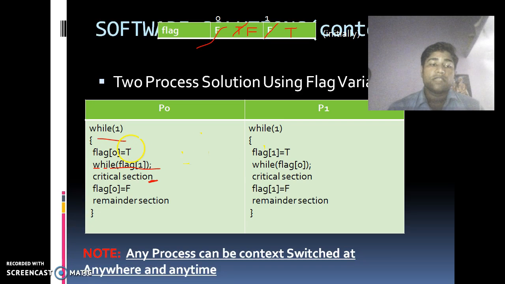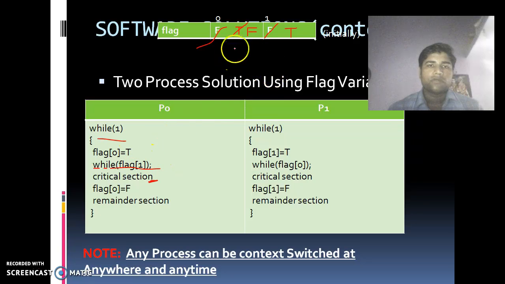Now we could see whether it satisfies progress. Suppose again this one wants to enter the critical section. Once it has completed, its flag is true, so it will go into the critical section and perform its operation. Now you will see one more thing.